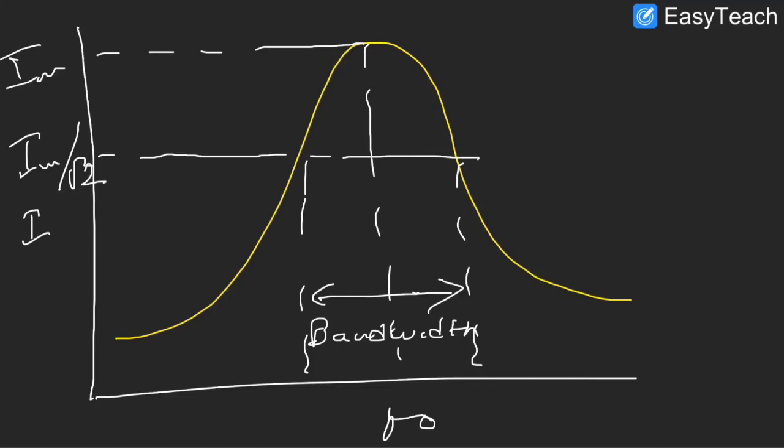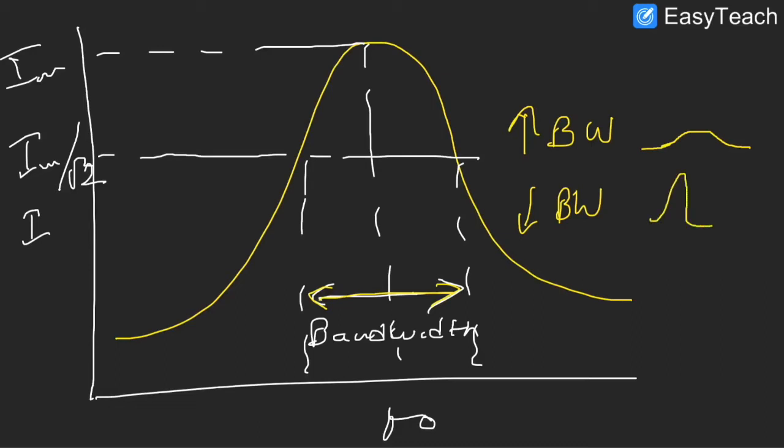So what's the importance of bandwidth? Bandwidth basically tells you if your curve is flatter or much sharper. So let's say I have a higher bandwidth, so my current resonance curve is going to look like this. It's going to be much flatter. If I have a lower bandwidth, that means this gap is really small, so my curve is much sharper. So that is the significance of bandwidth.